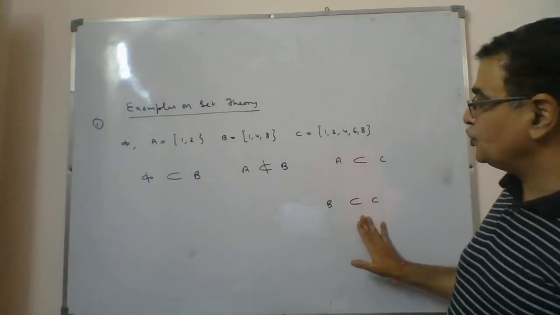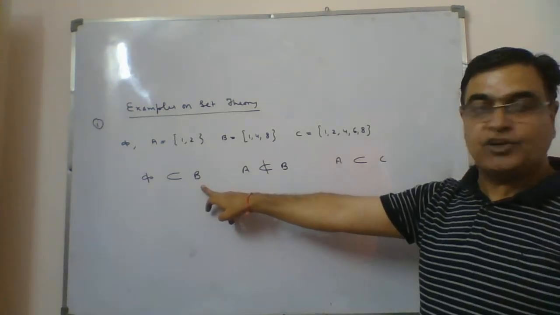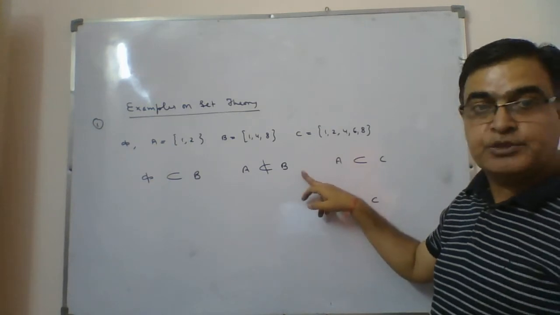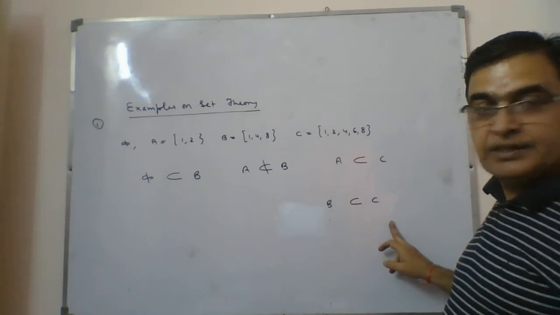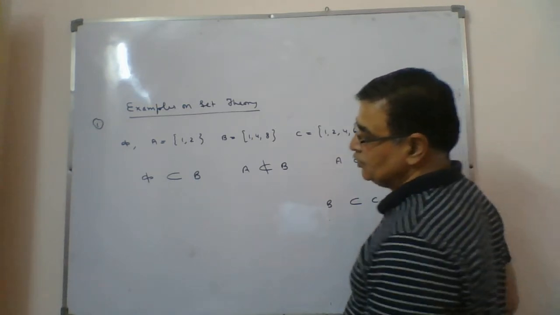Okay, that you should keep in mind. So phi is a subset of B in this case. A is not a subset of B. A is a subset of C. B is a subset of C. Or you can write this way also.